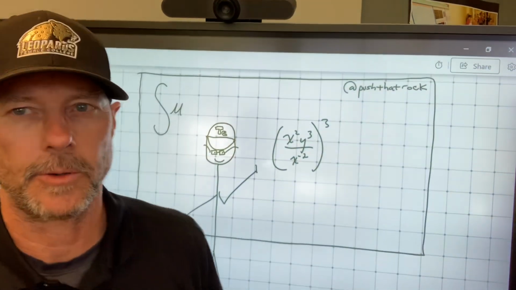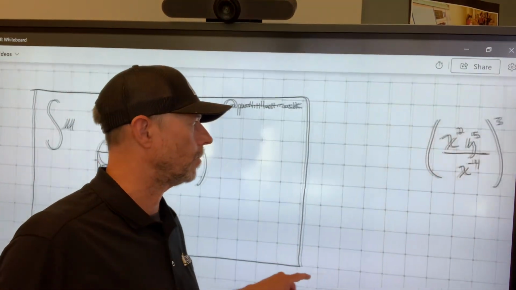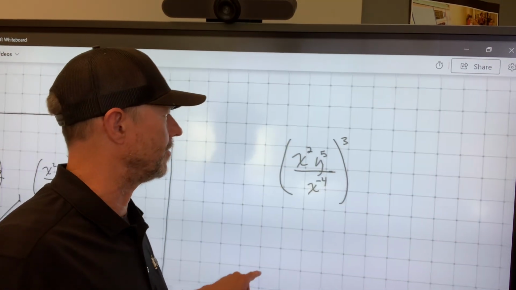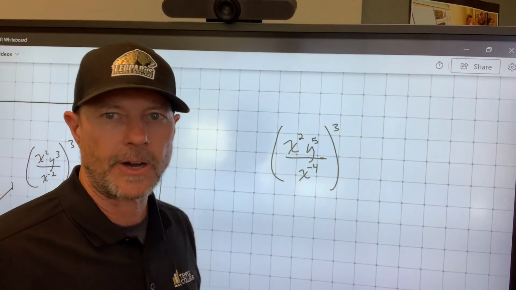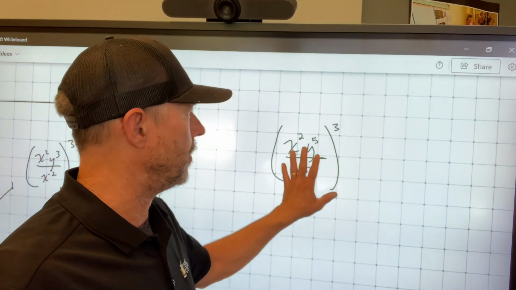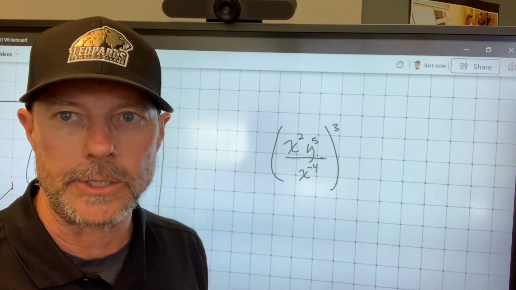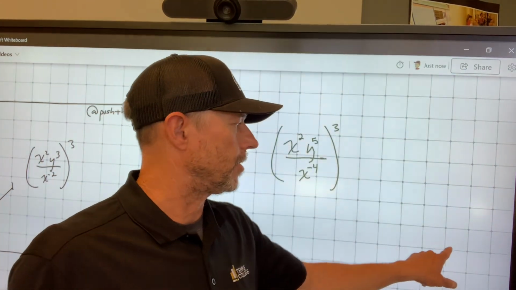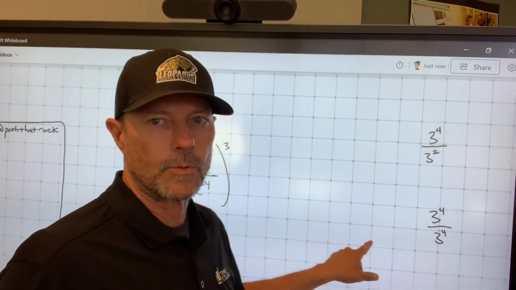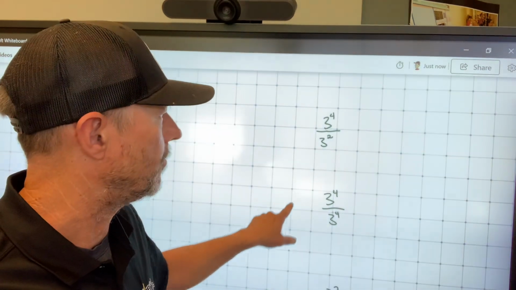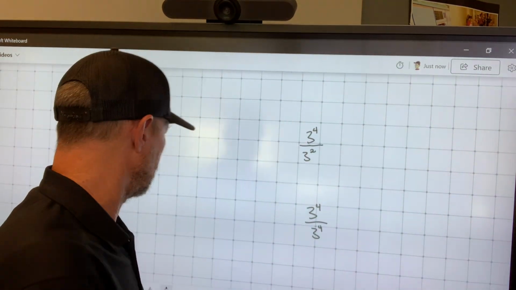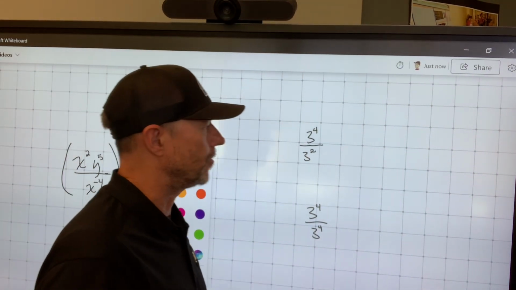Let's talk exponent rules. So what we want to be able to do at the end of this video is simplify a monomial like this one that has a lot of exponents in the expression. But to do that, I want to make sense of the rules first. So let's think about an expression like this where we have 3 to the 4 over 3 squared.